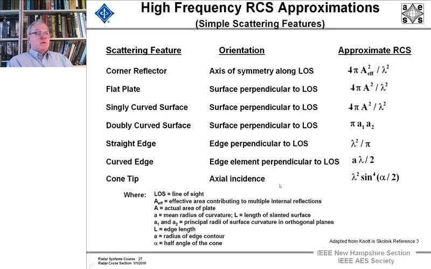And then a cone tip goes as lambda squared times the 4th power of the half angle of the cone. And that's at axial incidence. So for a cone, nose on, the cross-section goes as lambda squared and that cone angle. But notice these are always perpendicular to the line of sight. They're not off edge, off line of sight axes. These are just approximates under certain conditions.